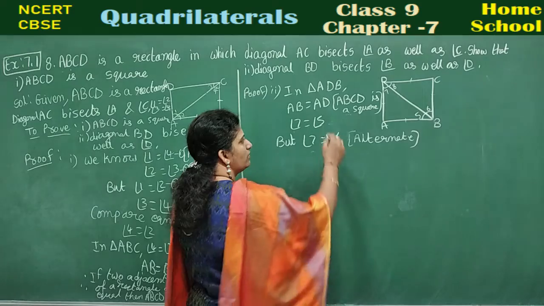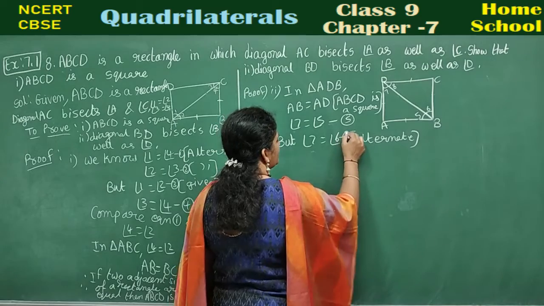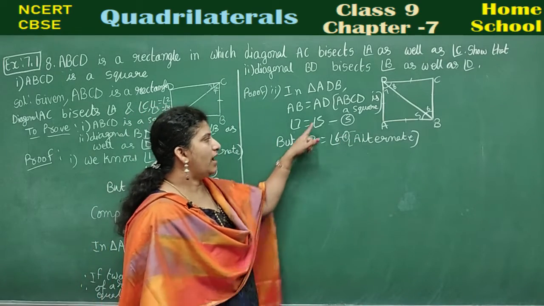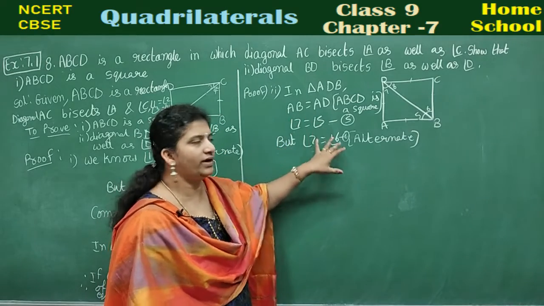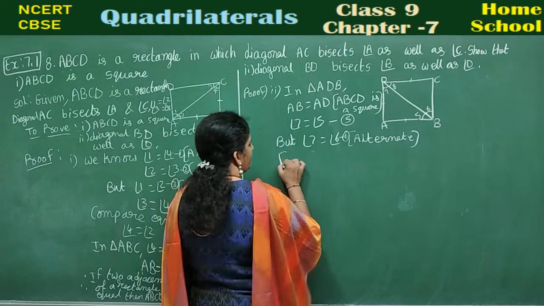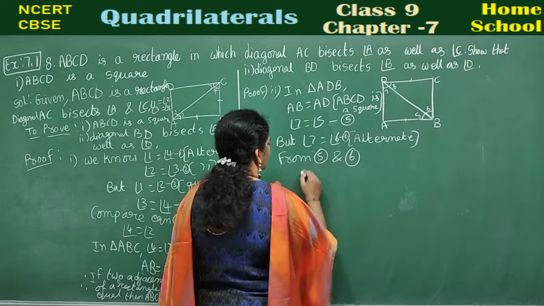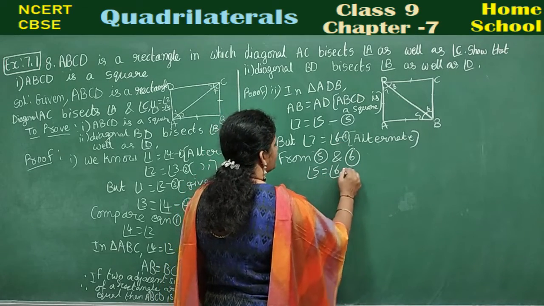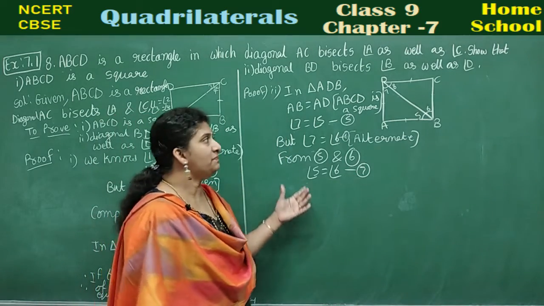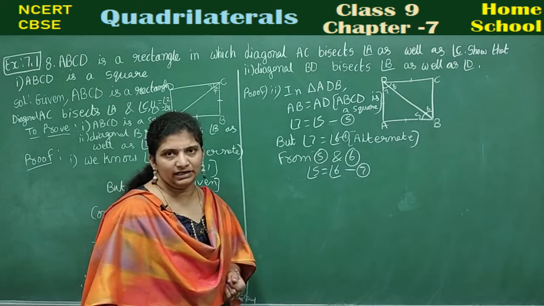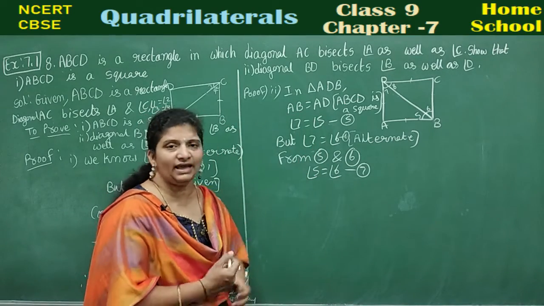Alternate angles. Mark this one 5. Already we have taken up to 4 here. And mark this 6. Now on comparing 5 and 6, angle 7 is common. You can equate angle 5 equal to angle 6. From equation 5 and equation 6, I say that angle 5 equals angle 6. Mark this as equation number 7. If you want, you can write here: diagonal BD bisects angle B. That means angle 5 equals angle 6, which we proved. Therefore, the diagonal is bisecting angle B.